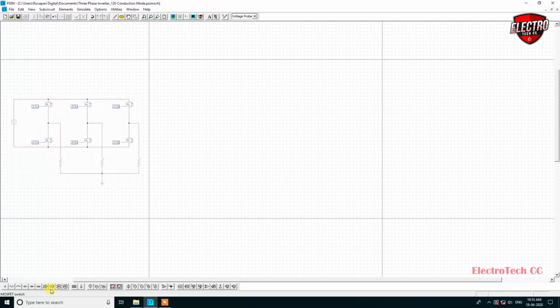The diagram of the 3-phase inverter is shown on the left hand side of the screen. We first need a DC power supply. Let us take one DC power supply and 6 switches. Right now I am using 6 MOSFETs with reverse diodes. Let's prepare the circuit diagram of the 3-phase inverter. Let us connect all the connections as shown in the figure.